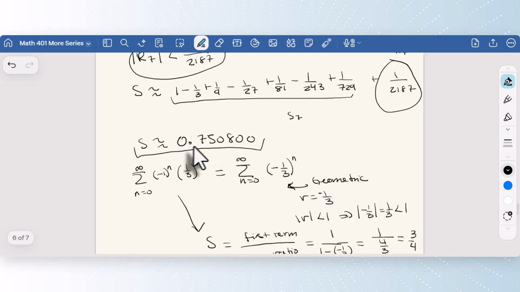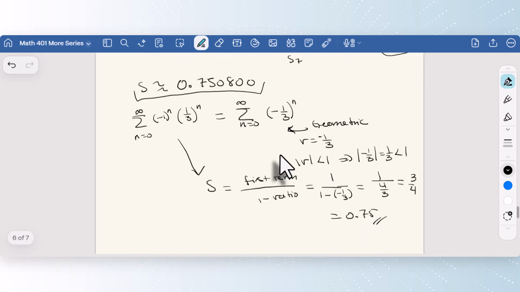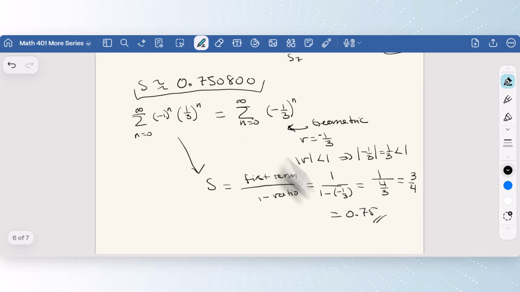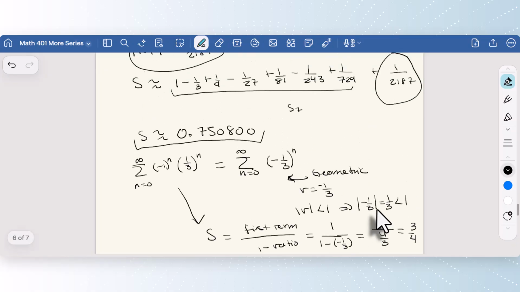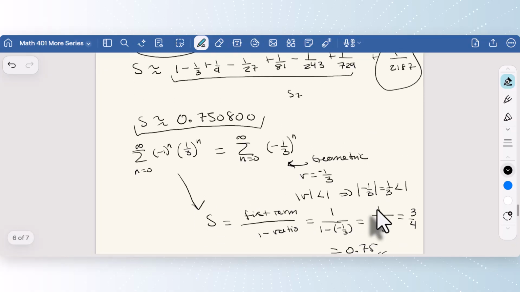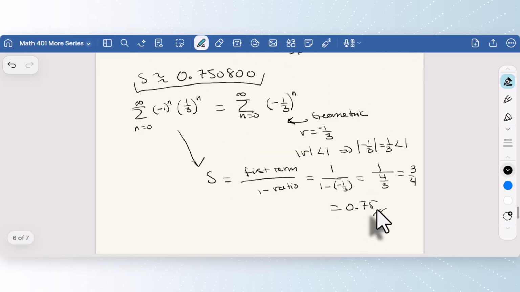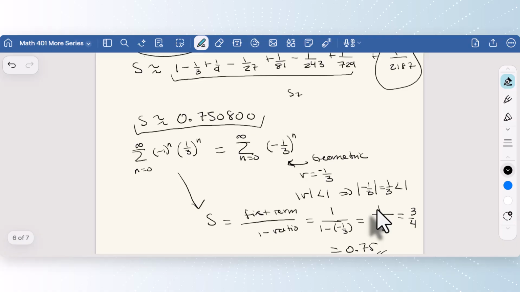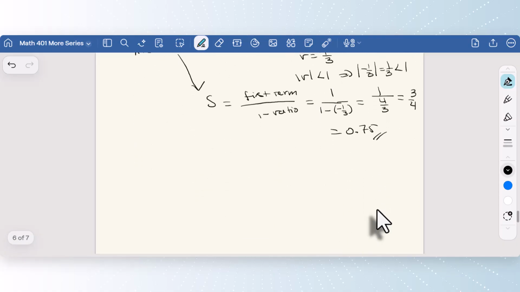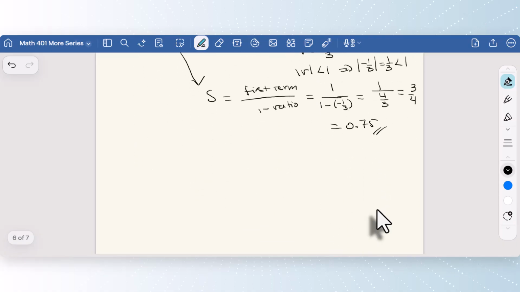This gave us 0.750800. But that's okay because this was just an approximation, and we can see that we are really, really close, right? If we only approximated to 2 decimal places, this will be a really great approximation. I mean, it's still a really great approximation. Okay, so that's how you do approximations of alternating series.